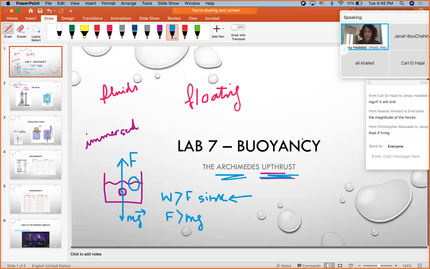Okay, so now we know how to calculate the weight. It's m times g, or we can simply measure it by a force sensor outside water and call it the real weight. However, how do you calculate the force? What does it depend on? What do you do to increase the buoyancy? Any idea?